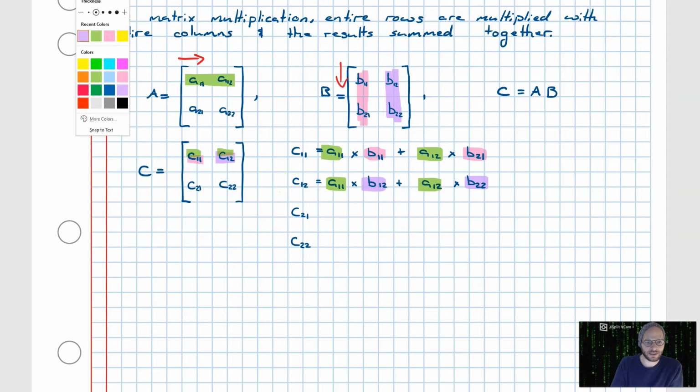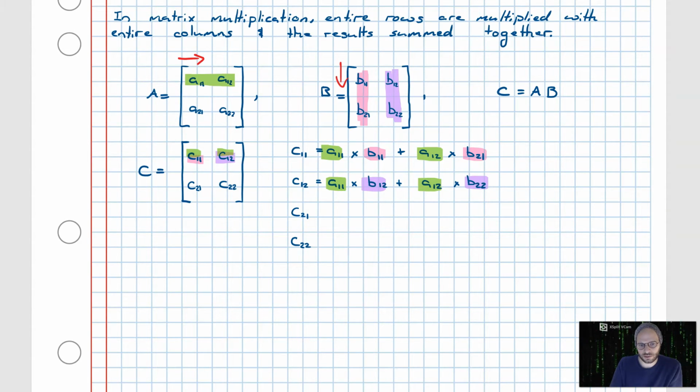Now, completing the pattern, we're going to start using the second row of our matrix A. So to define C21, we're going to go A21, followed by A22, as seen here. Following the pattern, we're going to go for the first column in matrix B, and we're going to go B11, B21.